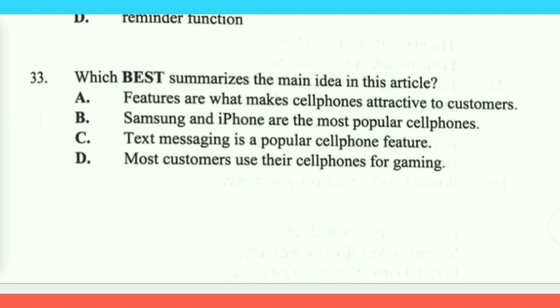The main idea of this article is that features are what really make cell phones attractive to people. The texting feature, the games, everything that was on that Nokia 3310 was what really caused it to sell so many units. So it's the features. Let's go on.